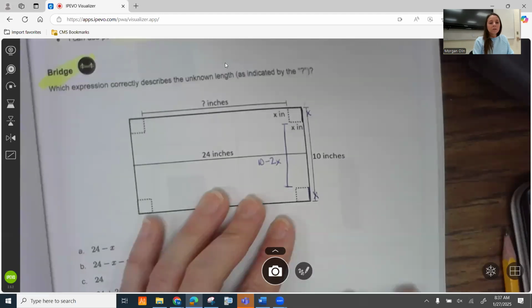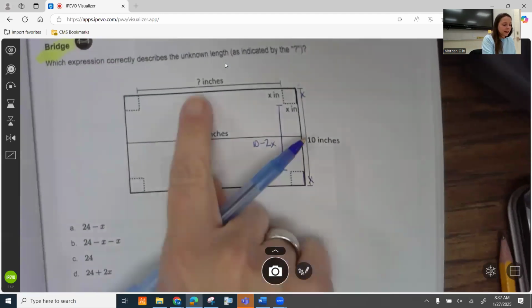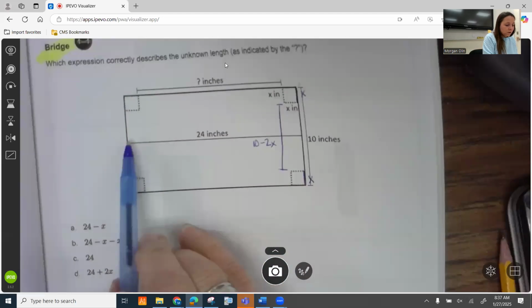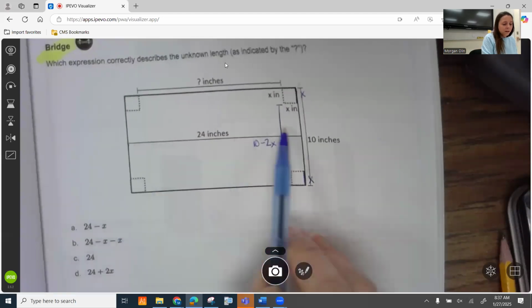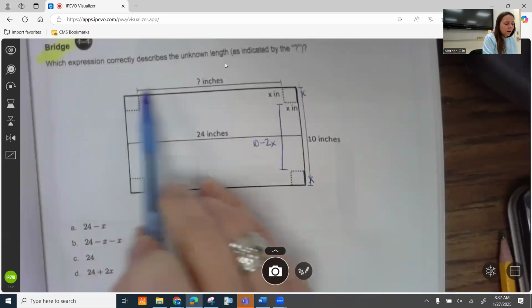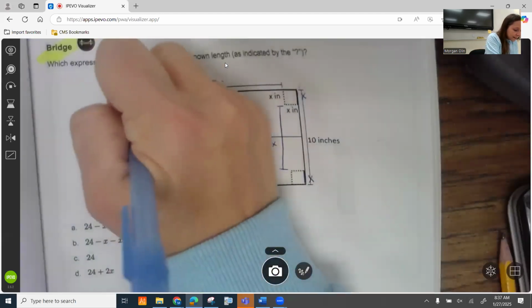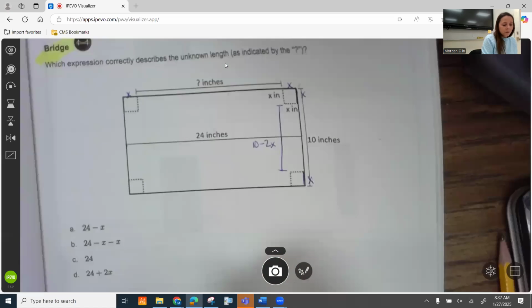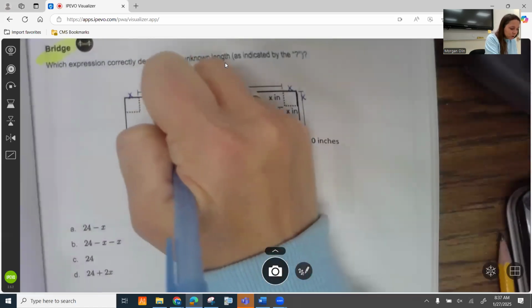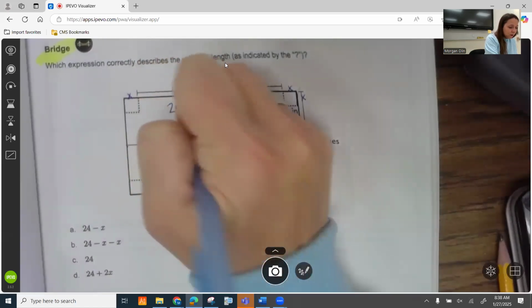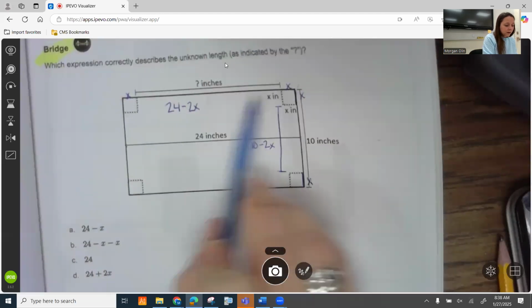All right, so now let's think about an expression for this side, for that question mark. Now notice they said from all the way from here to here is 24. So if I'm taking away x here, this side's going to be 24 minus 2x because there's 2 x's right here.